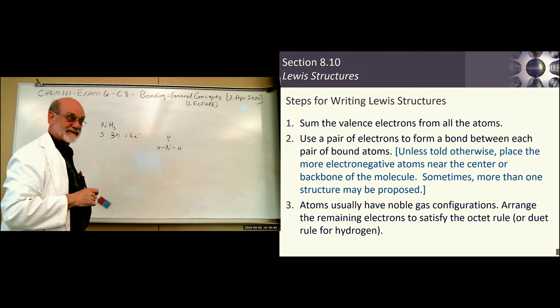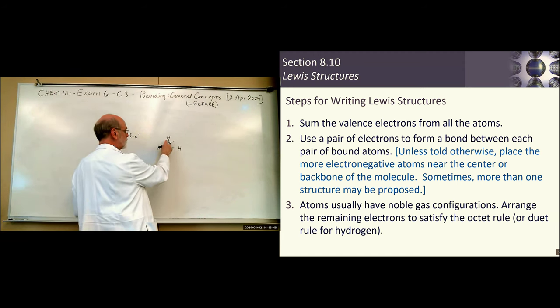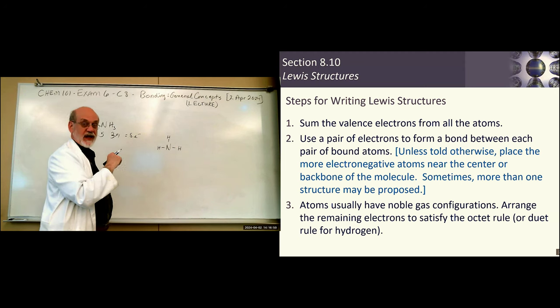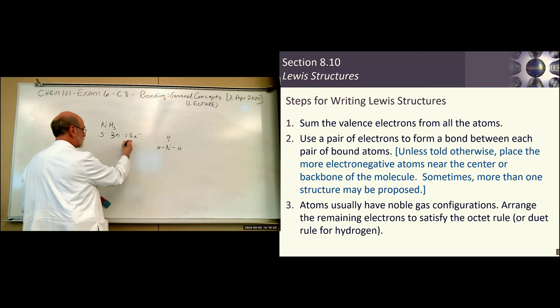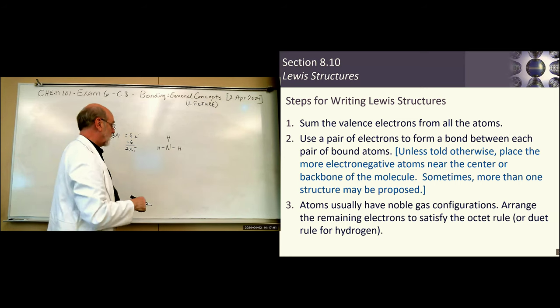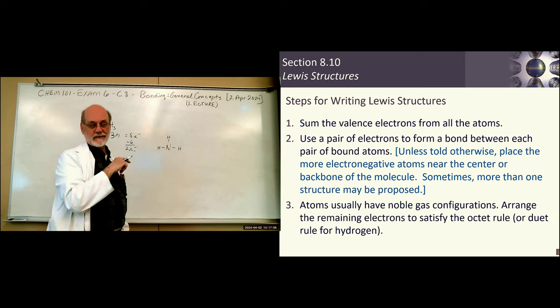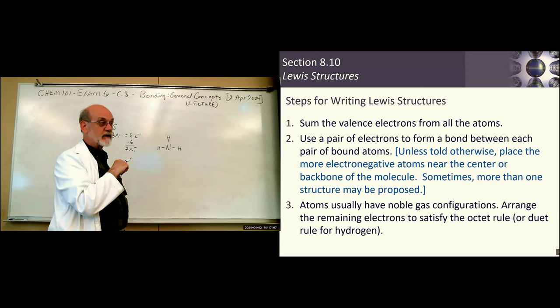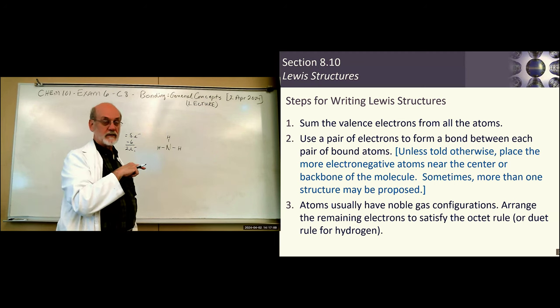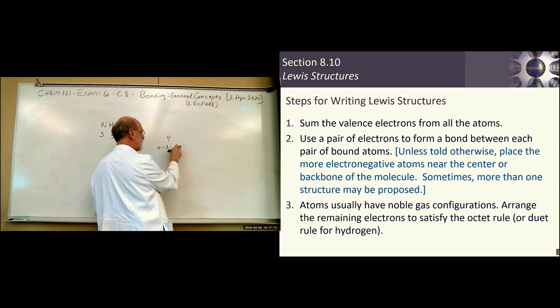Okay? Then you count up the electrons that you've used. 2, 4, 6, right? Each line is 2 electrons. So we subtract 6, and we have 2 electrons left over. Where do you put them? Well, you can't form any more bonds because hydrogen can't take it. Hydrogen can only have 2 electrons in its 1s orbital. So hydrogen is stuck. It's a duet, duet, duet.